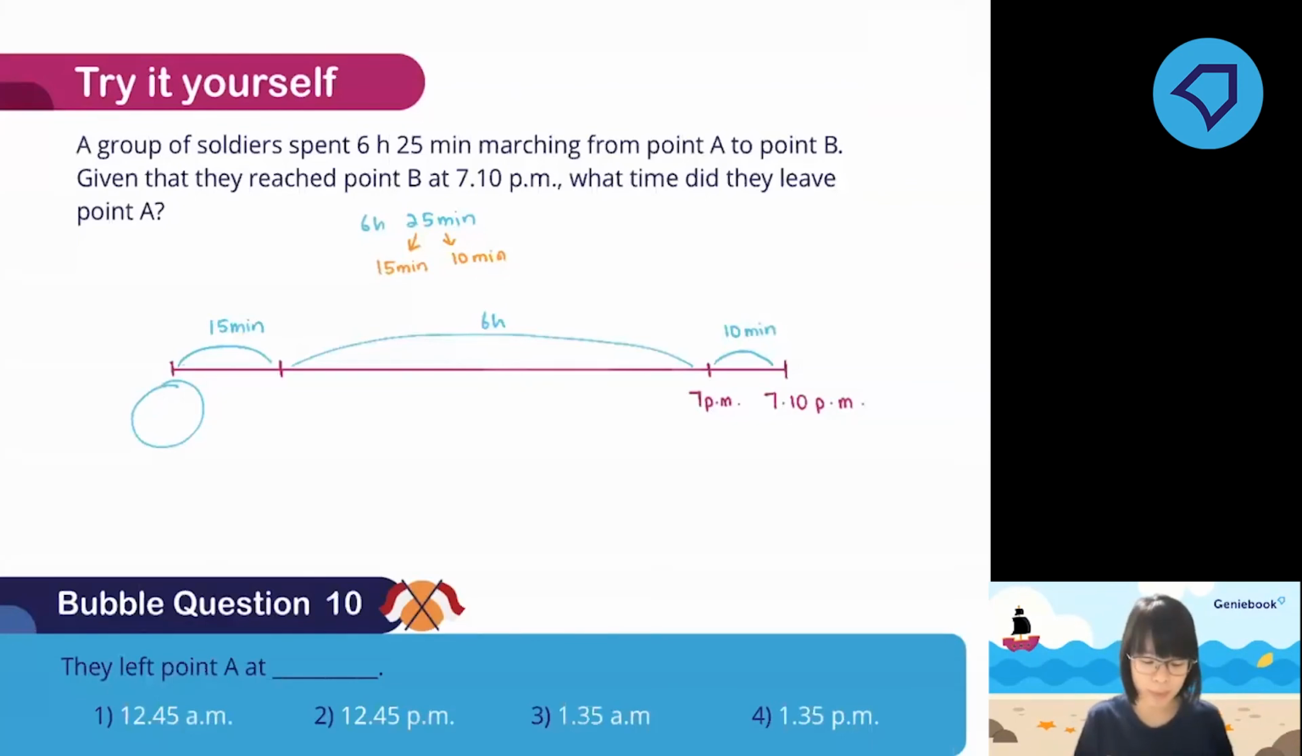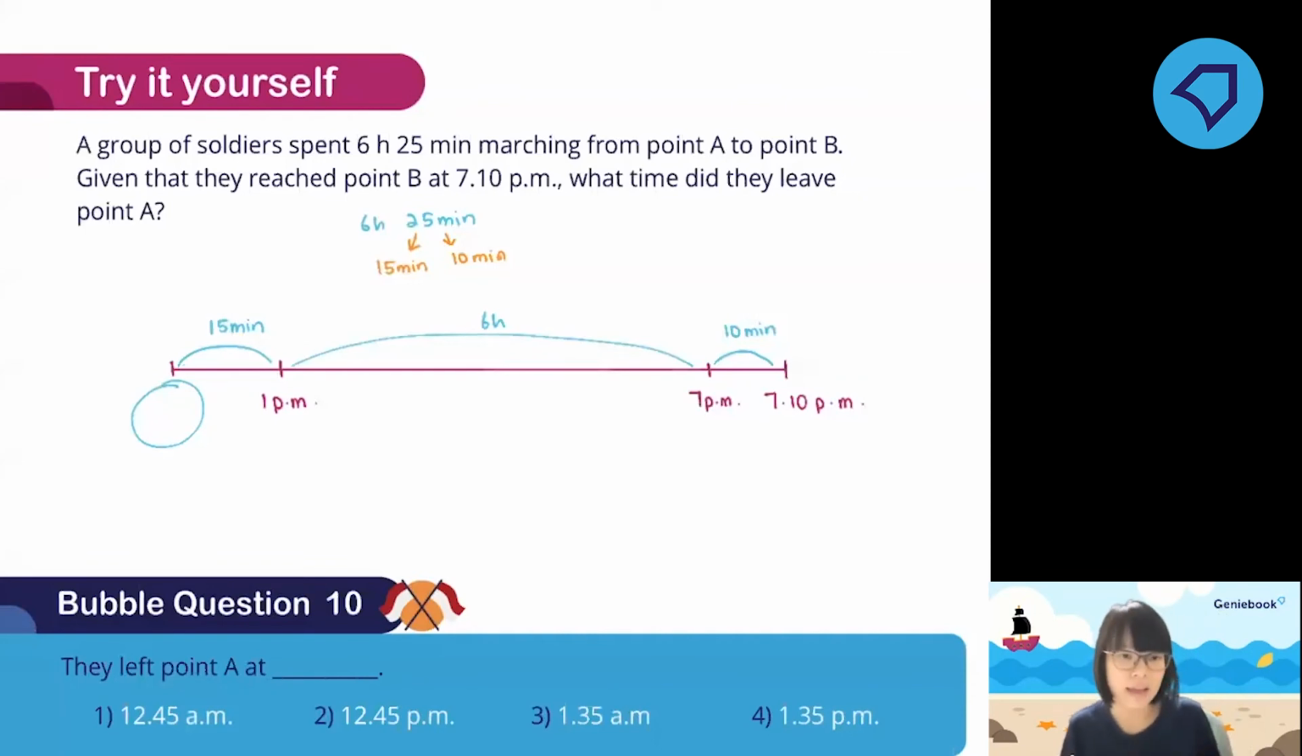Now, from here to here, everybody can agree, right? 10 minutes ago, it is 7 p.m. Now we're going to find 6 hours ago. So 7 p.m. minus 6 hours, what time would this be? Help me. 1 p.m., okay? Because we already minus away the 10 minutes over here. So this one would be 1 p.m.